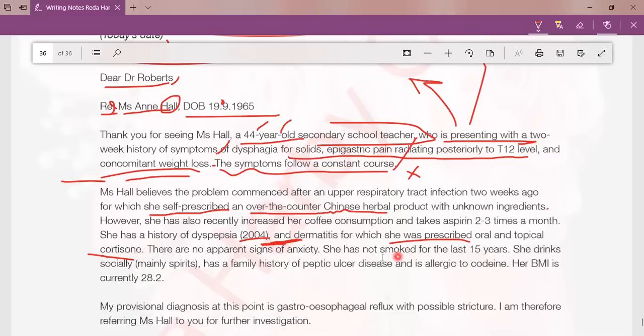She has not smoked. This is present perfect that has an effect on the present. So she has not smoked for the last 15 years. Very nice. She drinks socially. This is usual, so use present simple. Don't ask which tense I should use for each paragraph. This is wrong. Don't learn that. You have to be oriented.